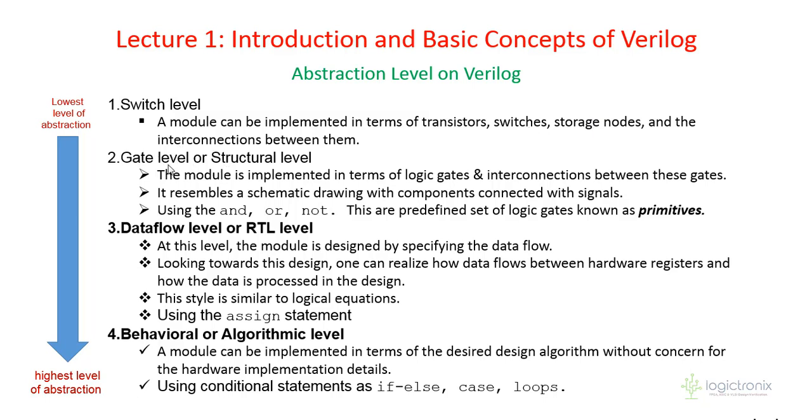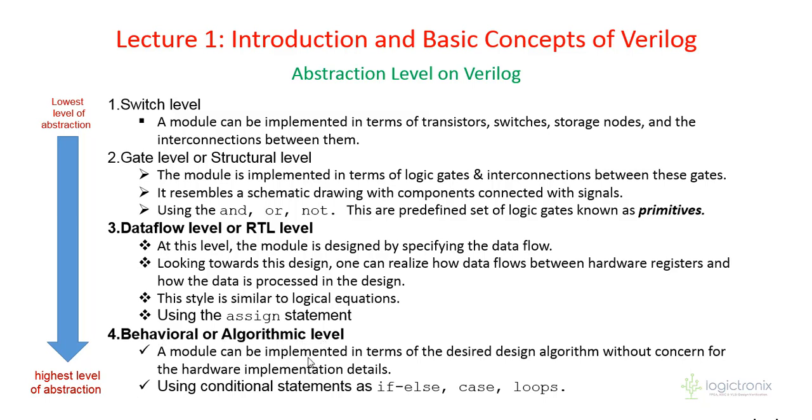So second we have gate level, the structural level. In this abstraction level, we utilize logic primitives like and, or, not, like logical gates. And third is data flow. Data flow level is also termed the RTL level. RTL level utilizes assign statements in Verilog code, and this is similar to logical equations like K-map. You might be familiar with K-map equations. Those equations are written with assign statements.